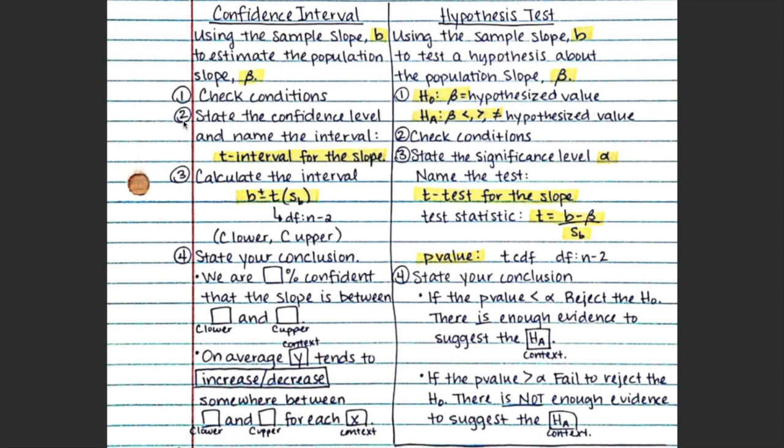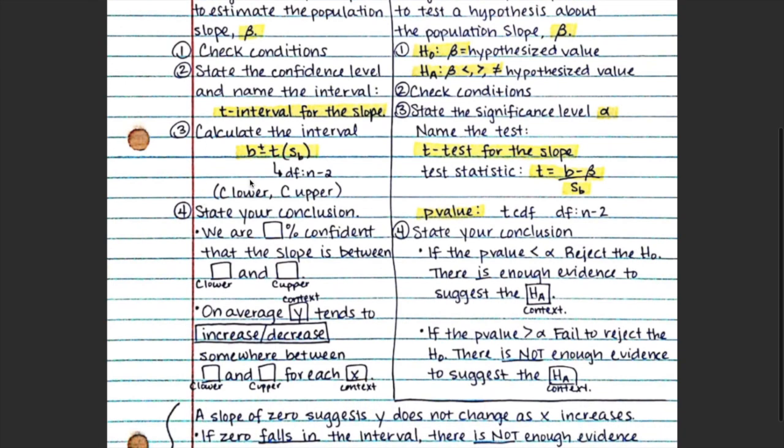That's the 90, 95, 99%, whatever you choose, whatever the problem states. And then you're going to name the interval. There's only one option here, so it's just going to be a t-interval for the slope. Then you're going to calculate the interval, right? So you take the slope you got from your sample, and then you have to go up or down a certain number of standard deviations. Now, how many standard deviations, right? So depending on your confidence level, you choose this, okay?